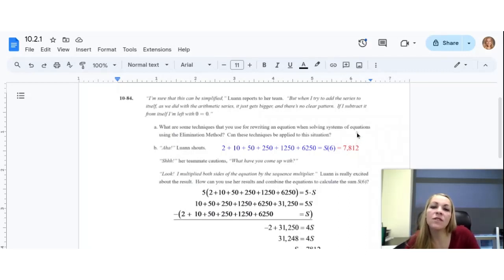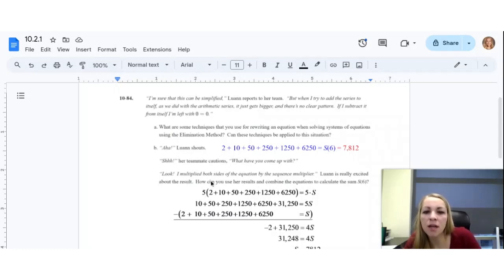So one of the things we've done is when you're trying to eliminate something, but you can't eliminate them directly, you multiply one of the equations by a multiplier. And so that's what we're going to try here. So she gets this idea. So she writes out this sum, and this is small enough that she can add it together. She knows this is 7,812. And this is what she came up with.